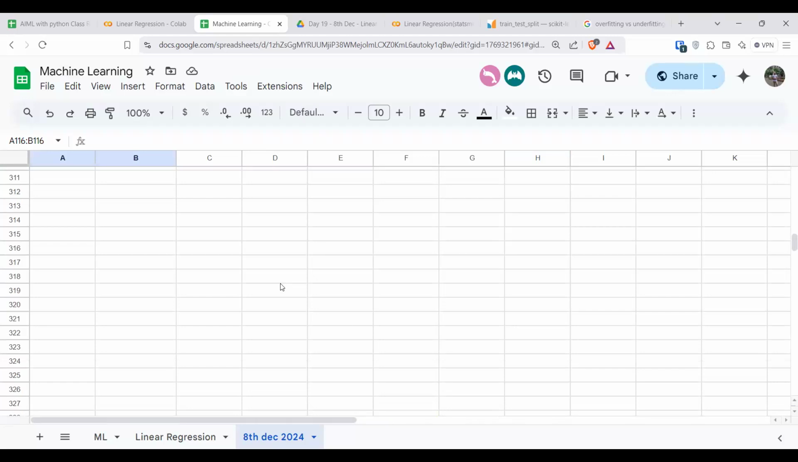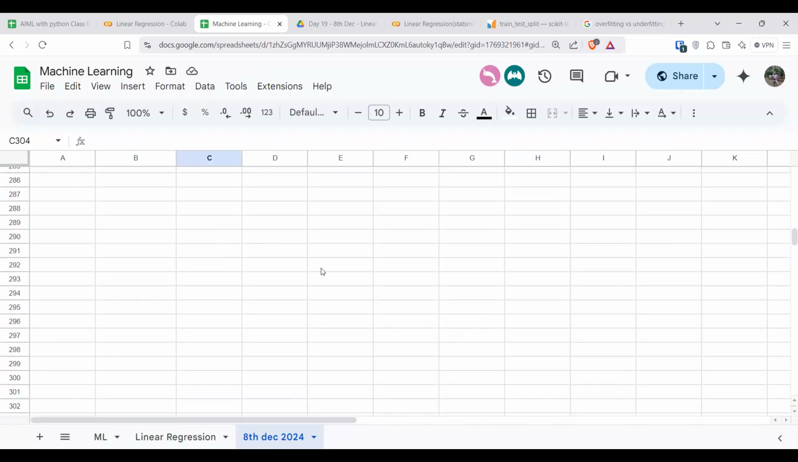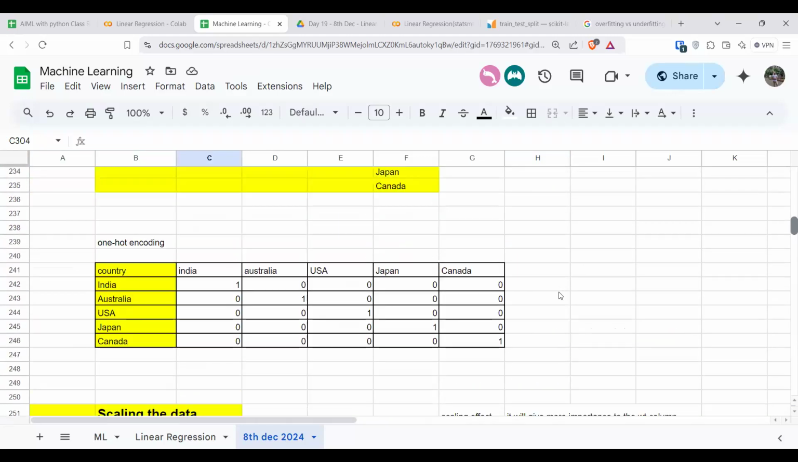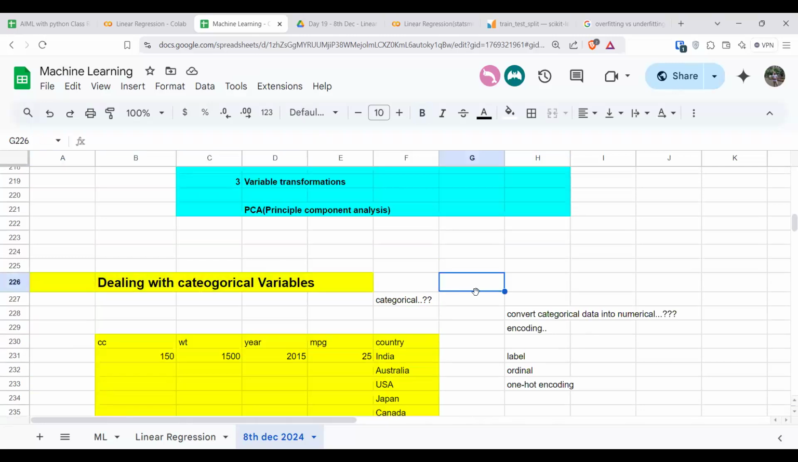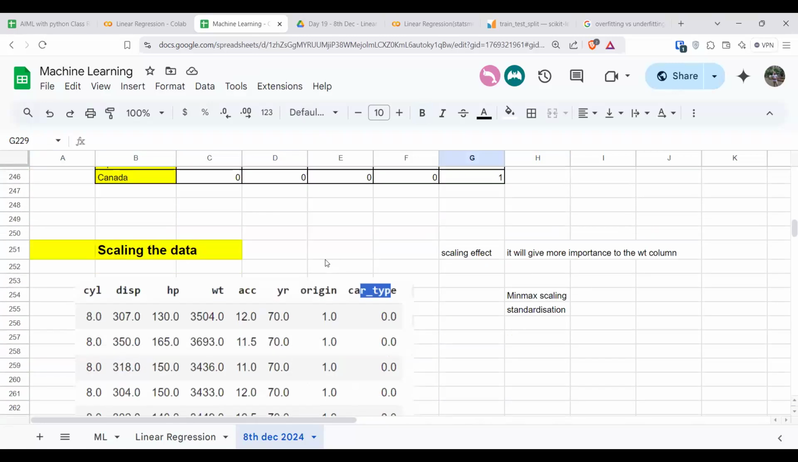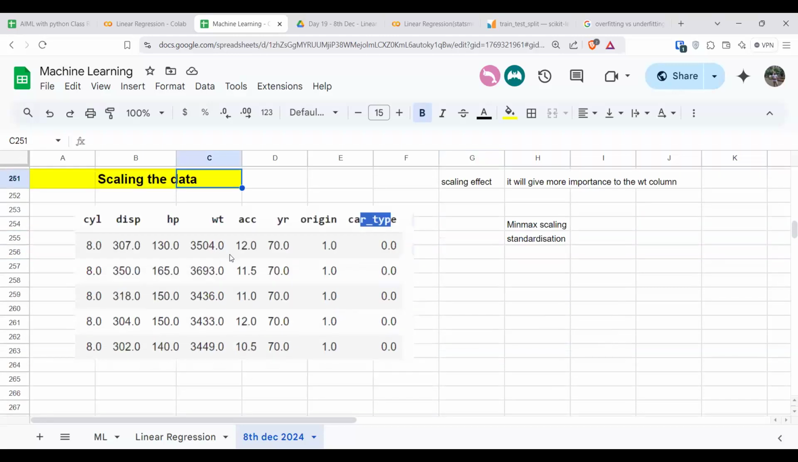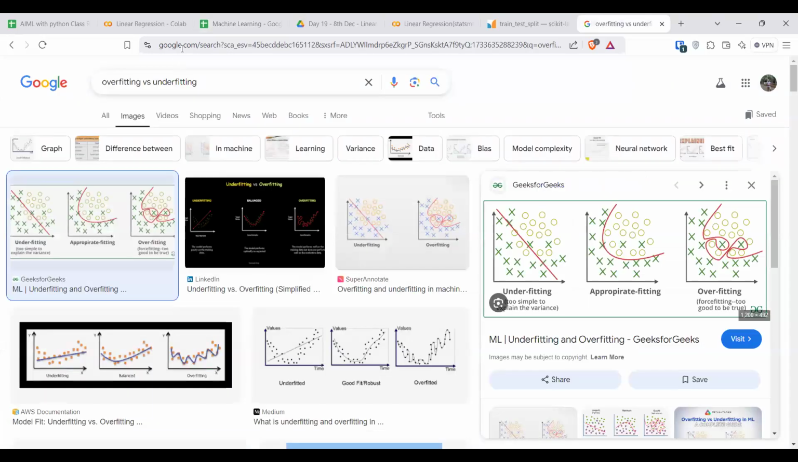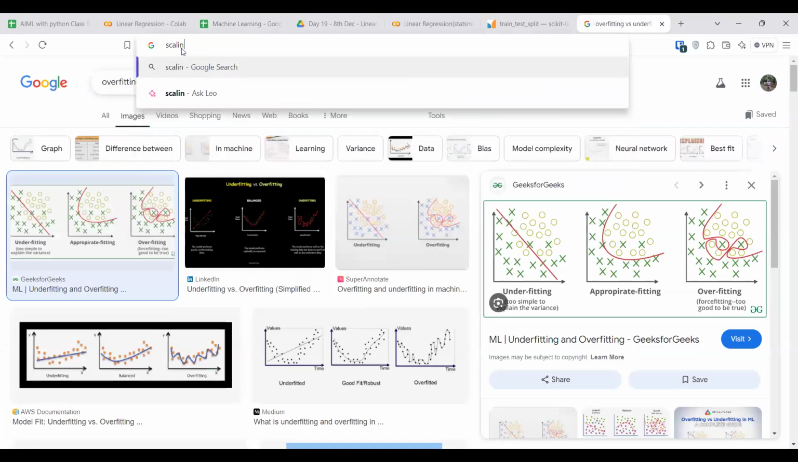So I just introduced the two concepts over here. One is to deal with the categorical variable, we go with the encoding. Second one is we go with scaling the data, that is by using min max scaler or normalization.